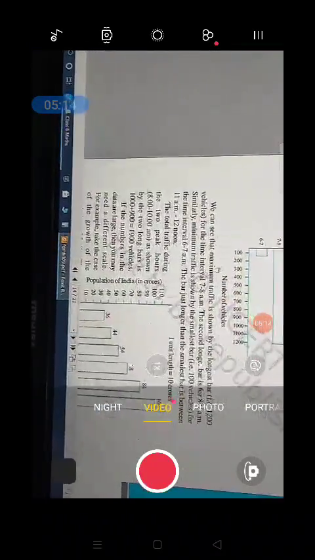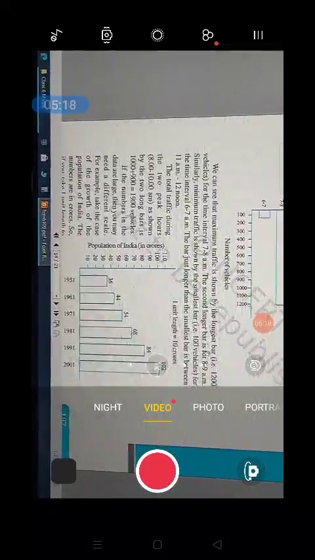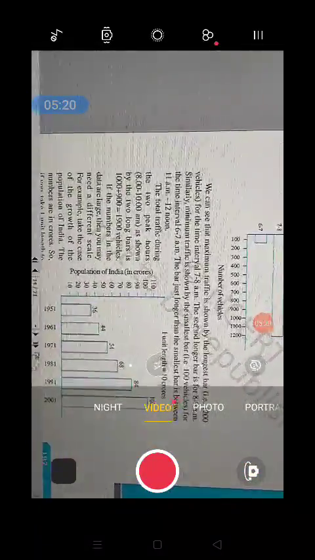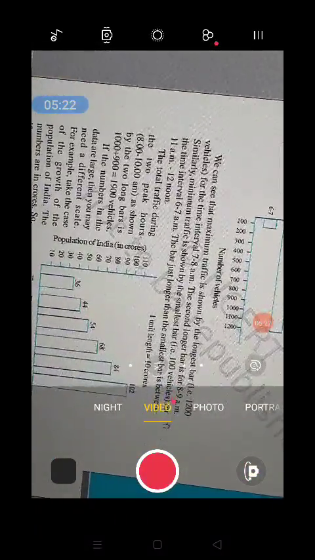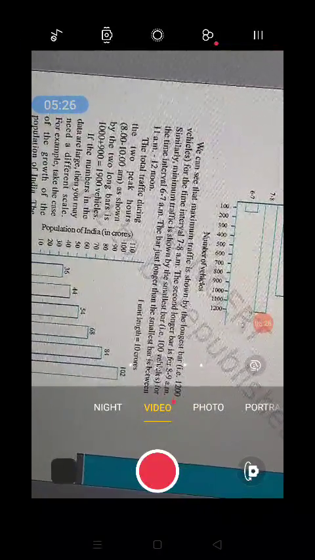Clear? Okay, so we can see the maximum traffic is here. Now this is what the interpretation means. The second longer bar, 8 to 9 a.m., is the second largest traffic amount, second largest traffic on the road.